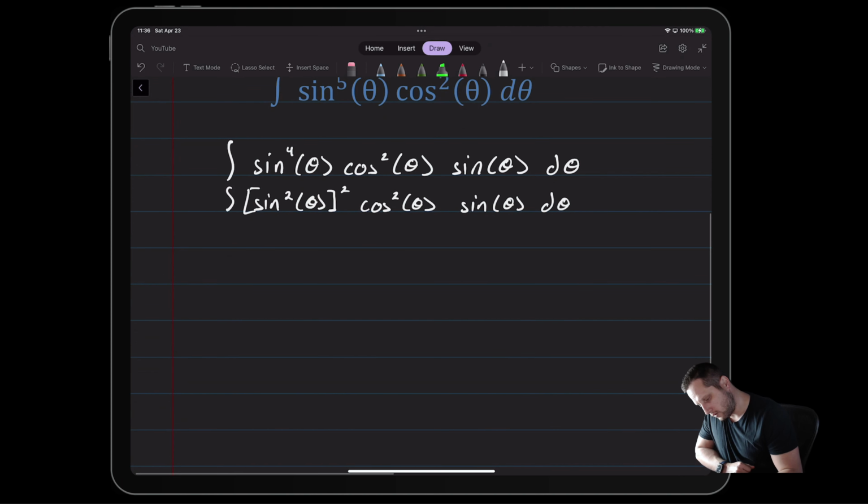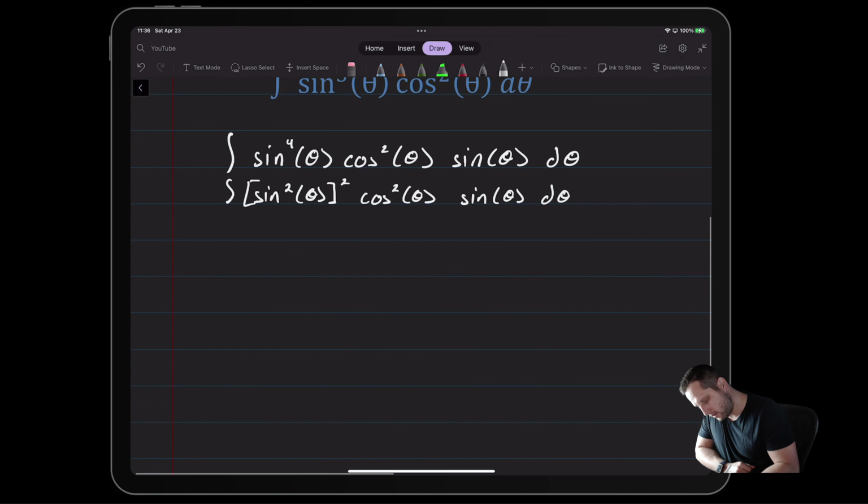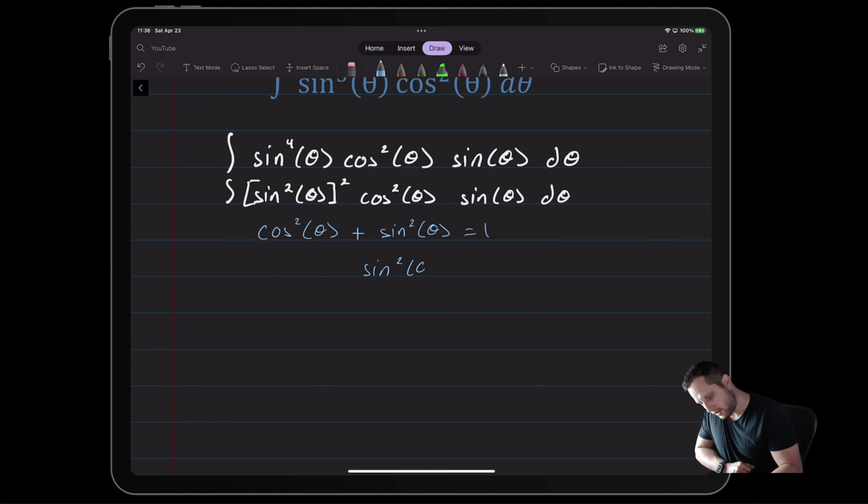And then one more time, I'm going to use the trig identity of cosine squared plus sine squared equals 1. So that trig identity is cosine squared plus sine squared equals 1. And then if we solve for sine squared, we get sine squared theta equals 1 minus cosine squared theta.